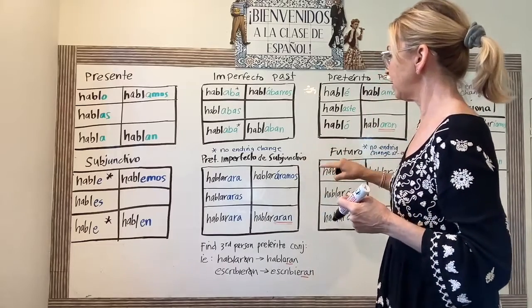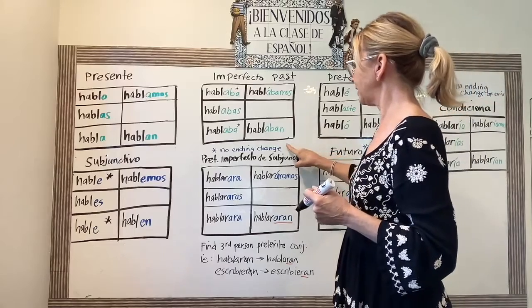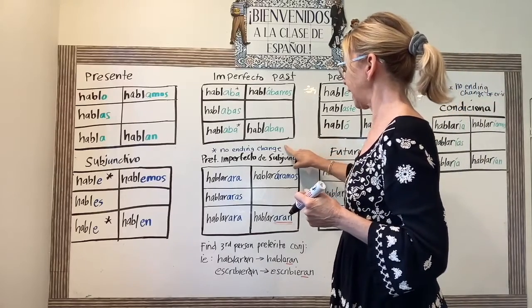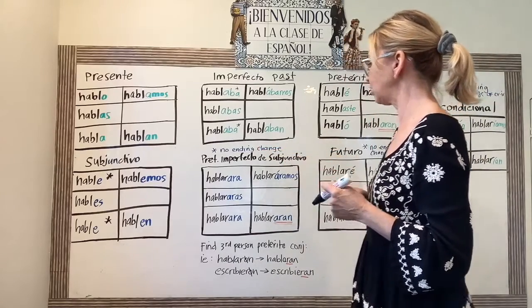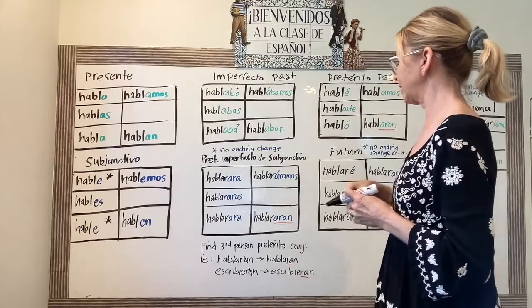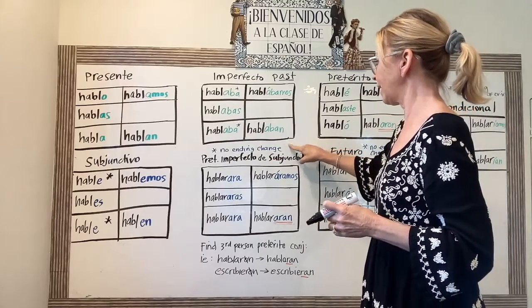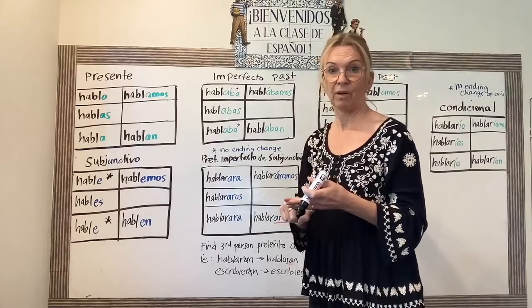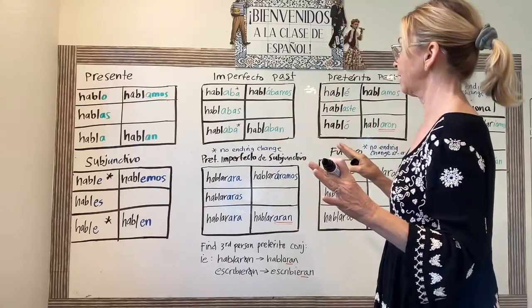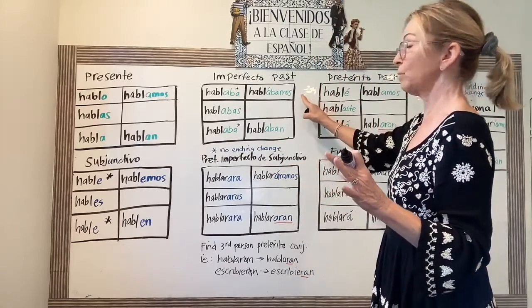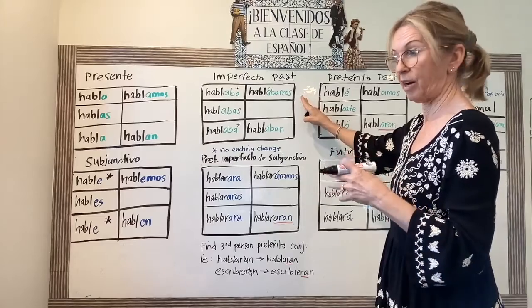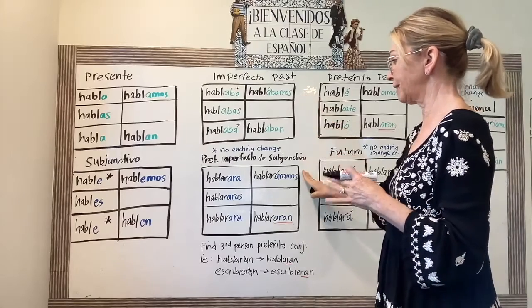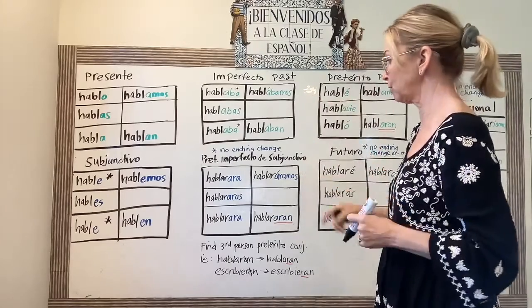Okay, so here I did an asterisk before we start. I did an asterisk that says no ending change. Basically what that means is there's no ending change between the AR, the ER, and IR verb. It's only one, okay? With this one, there is a change with AR, ER, and IR. But this one is the same. Learn it once and that's all you have to use.